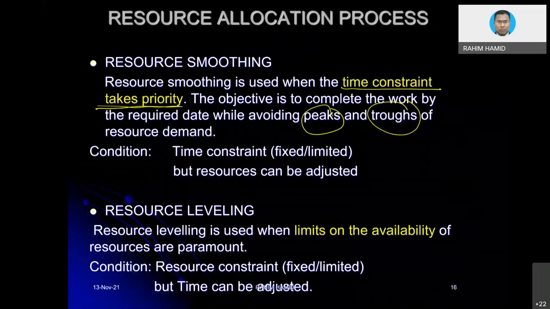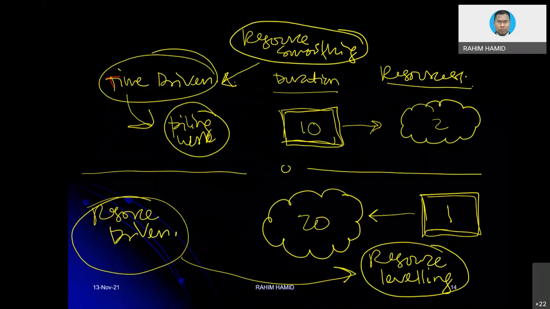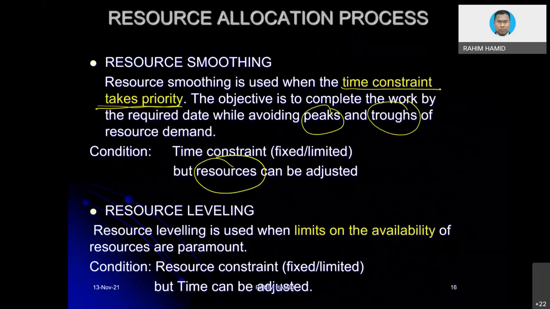So resource smoothing is used when the time constraint takes priority, meaning to say, we are going to fix the time. The activity completion will not affect the time completion. We do not adjust the timing. The only thing that we are going to adjust is resources. As I mentioned, in this concept we can adjust resources as long as we achieve the time that we already locked. So basically, in resource smoothing, we fix the time, or we say that the time cannot be changed anymore. That is our assumption, but we can play around with resources.